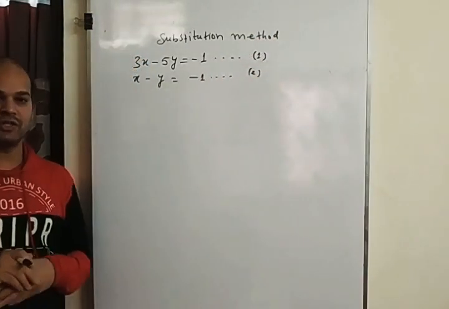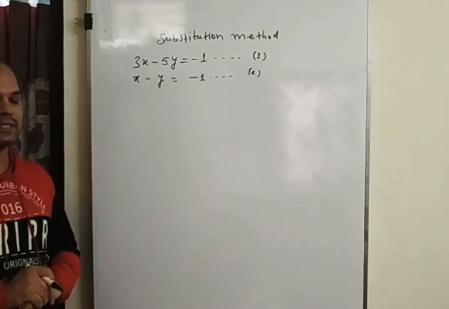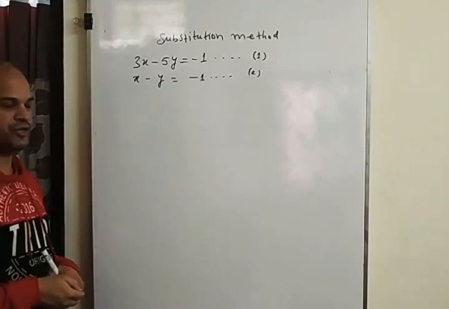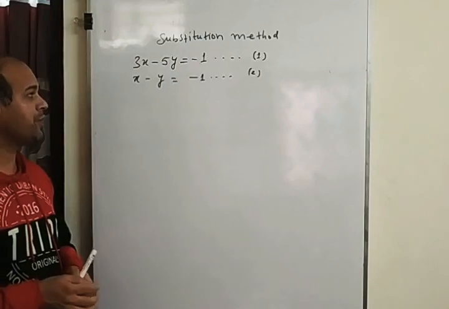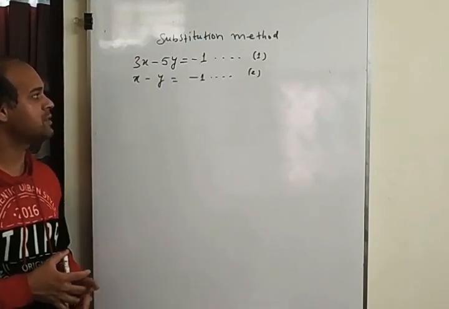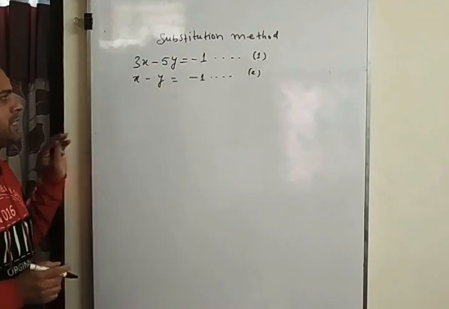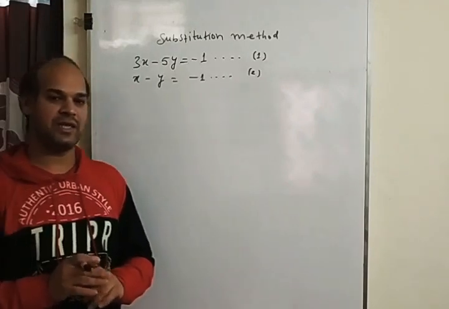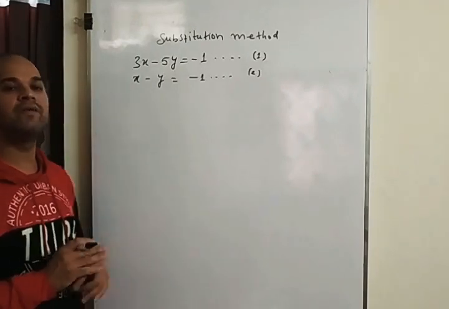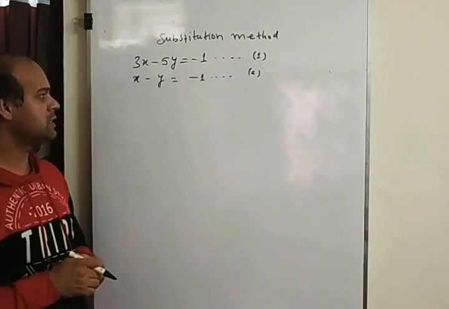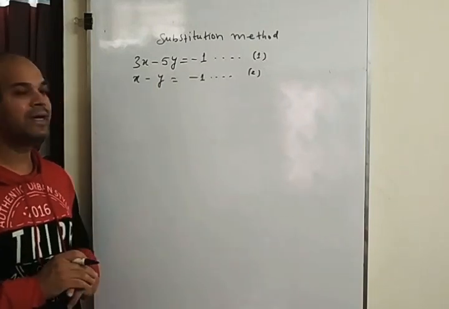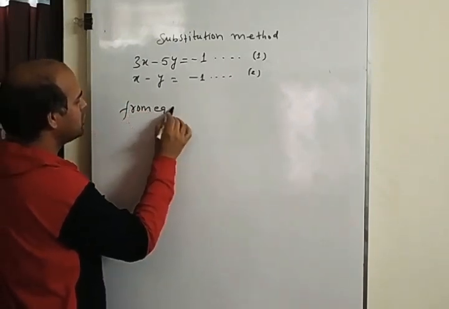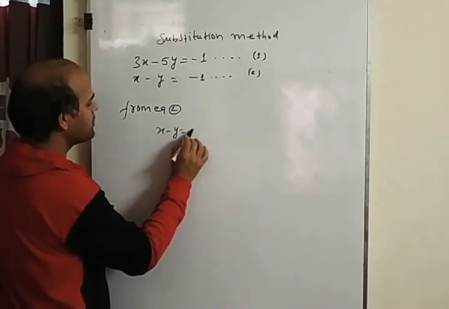As you are seeing, two equations, a pair of linear equations, is called a system of linear equations or simultaneous linear equations. The first equation is 3x minus 5y equals minus 1, and the second equation is x minus y equals minus 1. As per your convenience and understanding, you can choose any one equation out of them. I am choosing the second equation because it looks quite easy and simplified. So from equation number 2, x minus y equals minus 1.